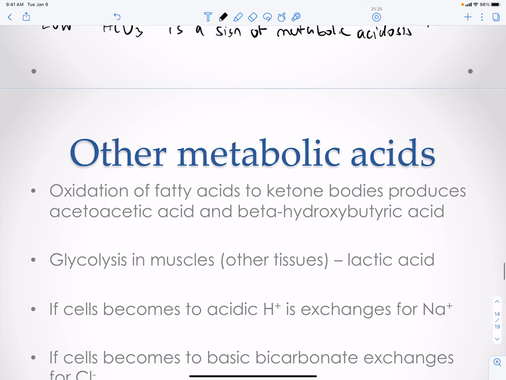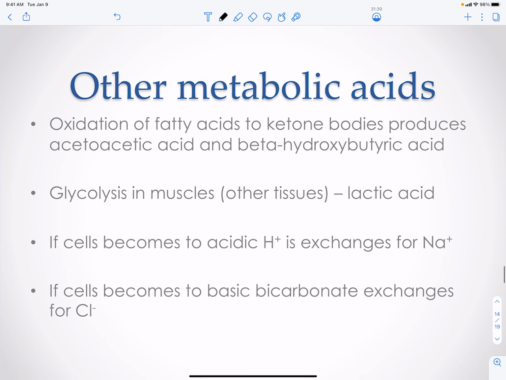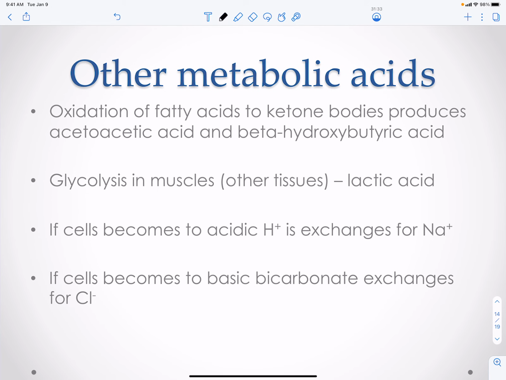Okay, so even though our carbonic acid is our most abundant acid, there are other metabolic acids that are important. We have our ketone bodies that can become acidic, especially in type 1 diabetics. So our two ketone bodies that we can use are acetoacetic acid, as well as beta hydroxybutyrate, and acetone, of course, gets exhaled. You can have lactic acid, which is caused by glycolysis in muscle cells, red blood cells.